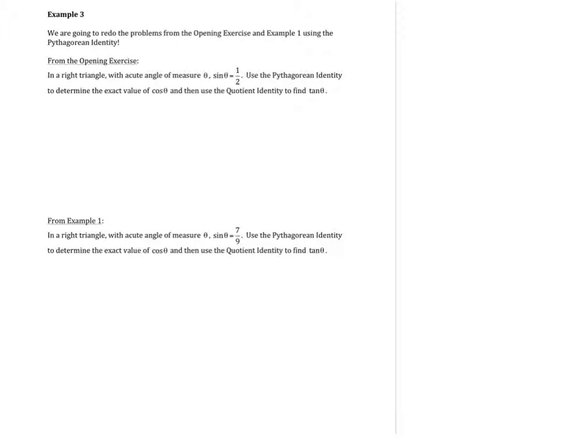So again, from the opening exercise, in a right triangle with acute angle of measure theta, sine of theta is equal to 1/2. Use the Pythagorean identity to determine the exact value of cosine of theta, and then use the quotient identity to find the tangent of theta. So we're going to do two things here.